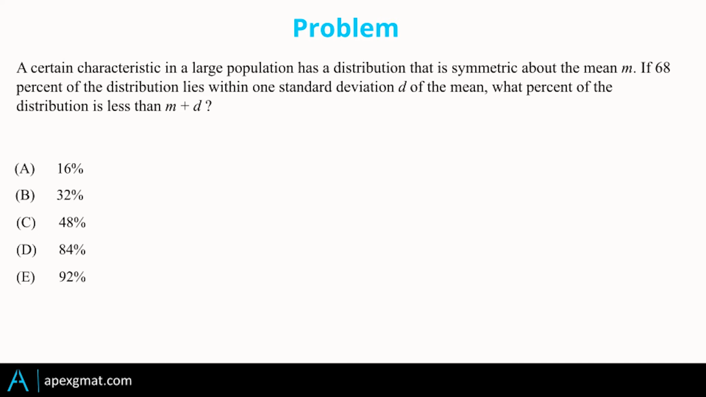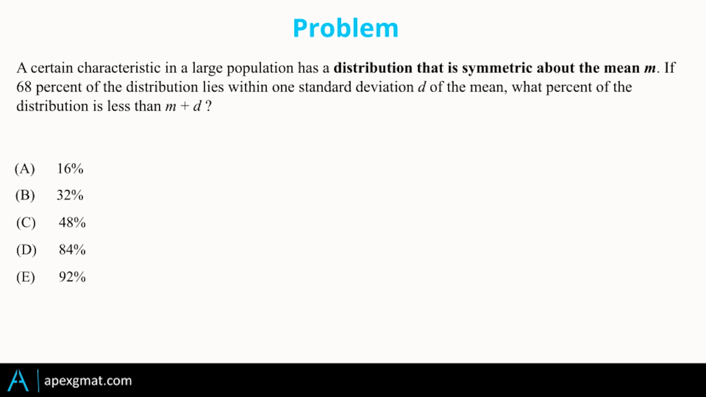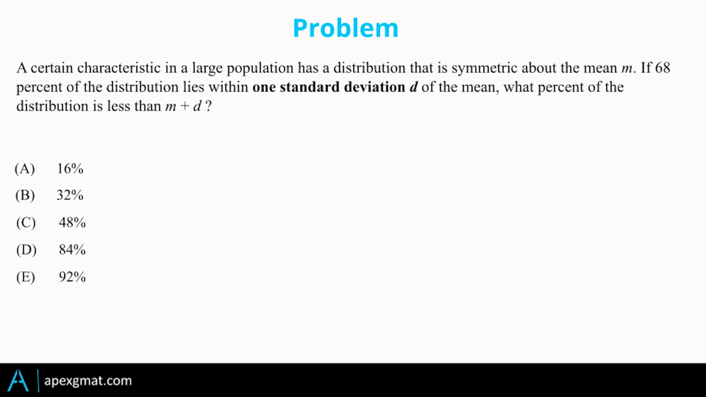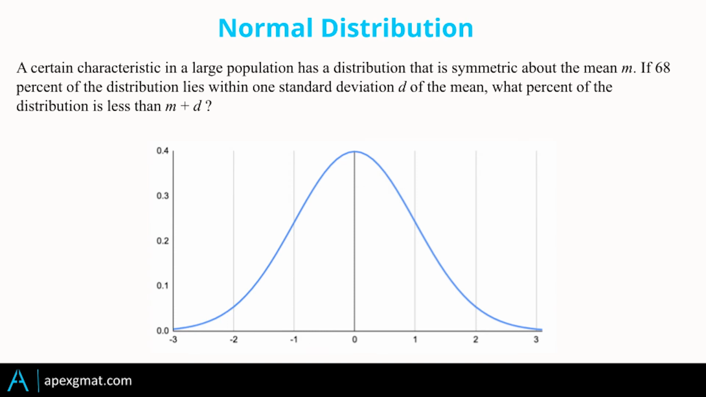So we have a normal distribution, which doesn't really matter for this problem, but if you studied statistics, it just means the typical distribution, with a mean m in the middle and a standard deviation of d, which they tell us is a single standard deviation. So they're really just telling us one standard deviation, but they're saying it in a very tricky way, and they're using a letter D.